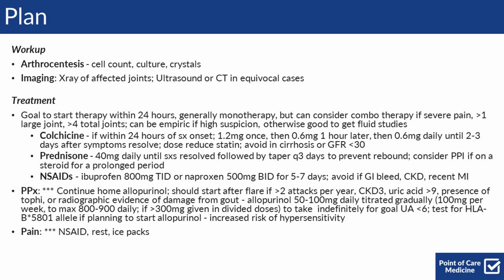You'll usually start with allopurinol 50 to 100 milligrams daily, titrated gradually at 100 milligrams per week to a max dose of 800 to 900 milligrams daily. If you're giving more than 300 milligrams, you should give them in divided doses throughout the day. You'll often take this medicine indefinitely to have a goal of a uric acid less than 6. Before starting allopurinol, test for the HLA-B 5801 allele in risky populations. Other ways to address pain include rest and ice packs.